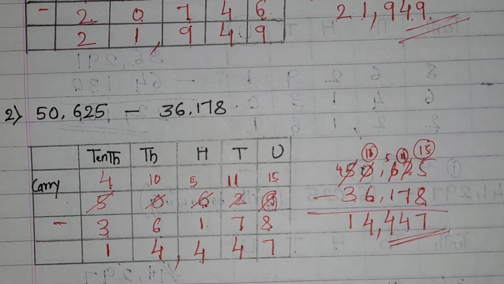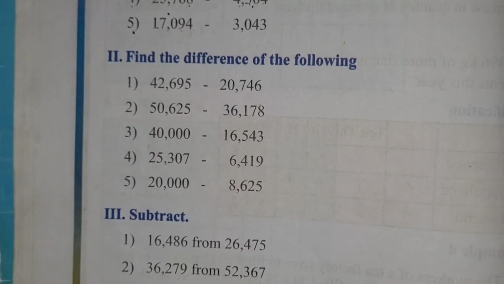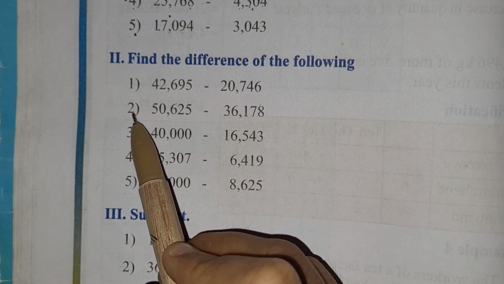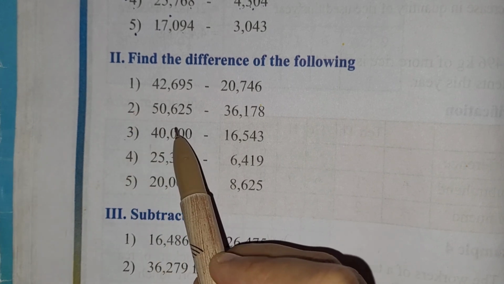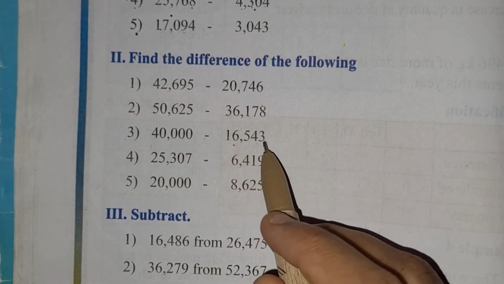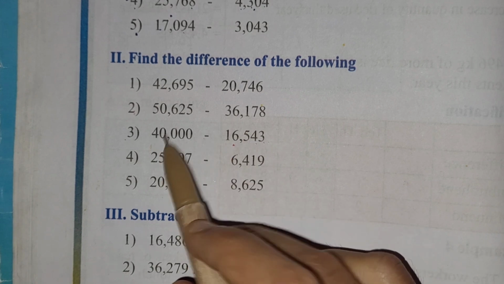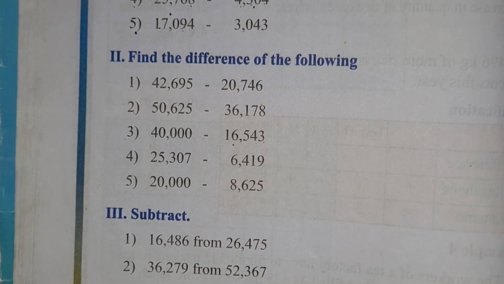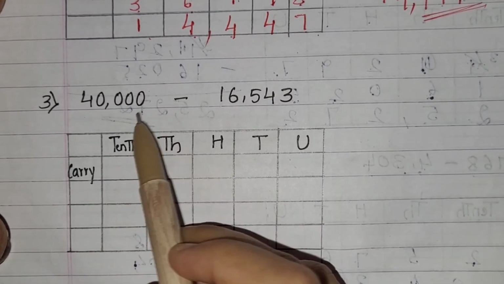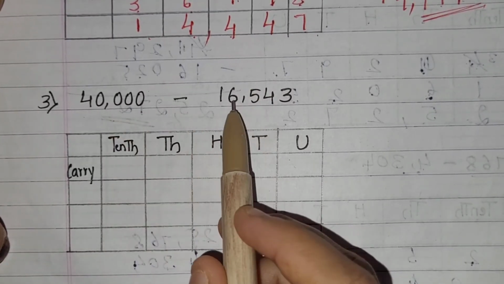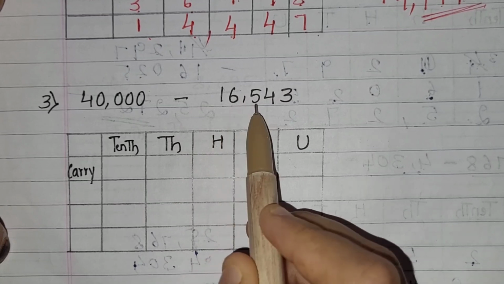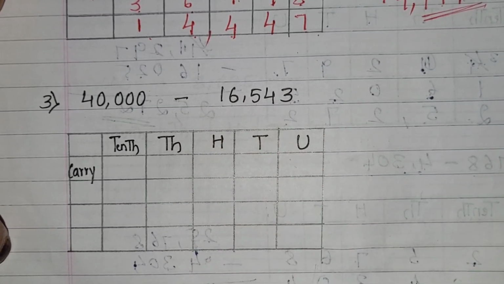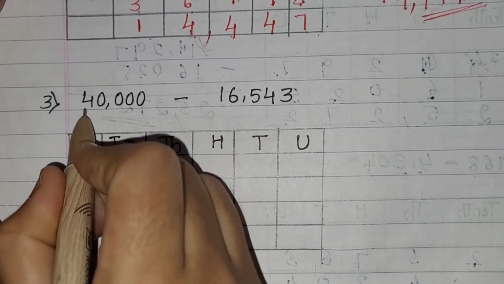Okay. Now let's move to the third one. This is what we have done, the second one. Now come to the third one. 40,000 minus 16,543. Okay, children. So let's do it. Here I have written 40,000 and minus 16,543, right? Okay, let's put it in the place value chart.